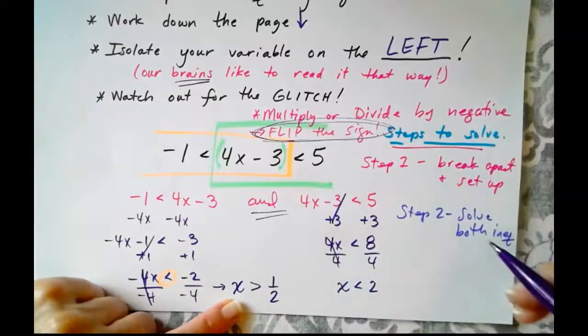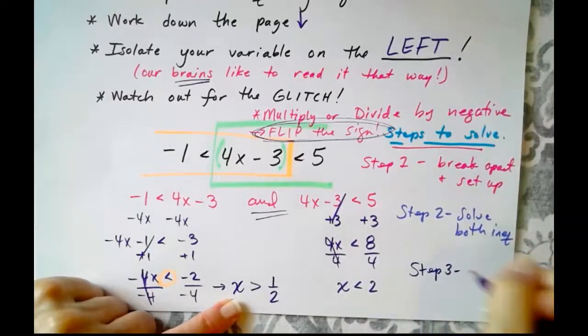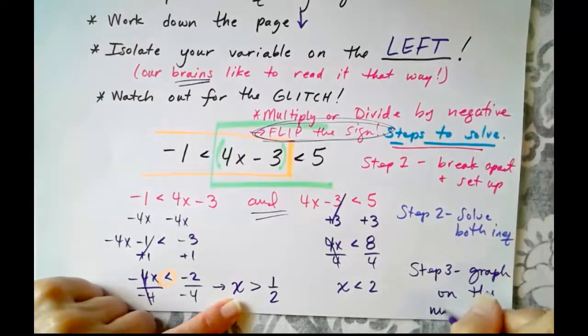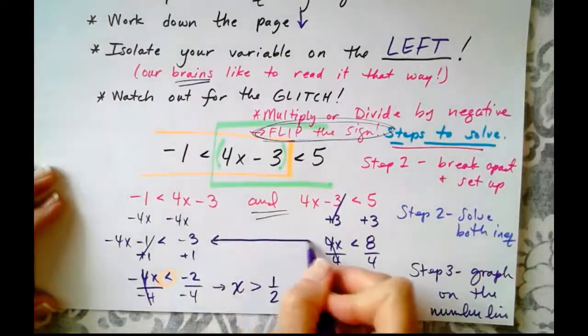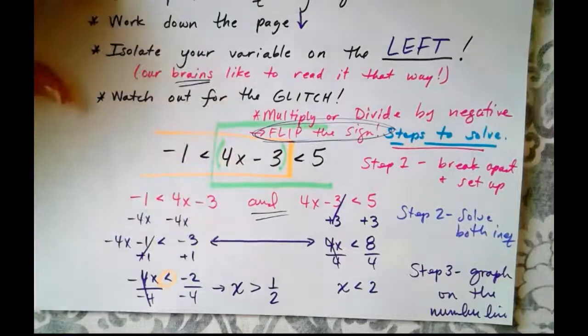So we did step 1, we did step 2, we solved them. Step 3 is to graph on the number line. Graph it on the number line, and I think I've got room right here in the middle to graph on the number line. Remember what we've already talked about? Make the number line fit your answer. It doesn't have to be the same every single time.